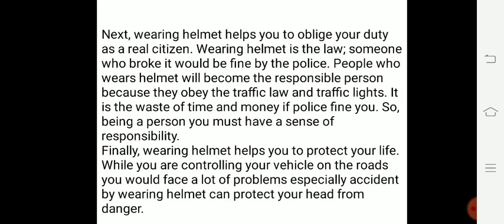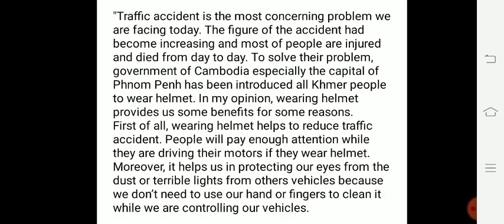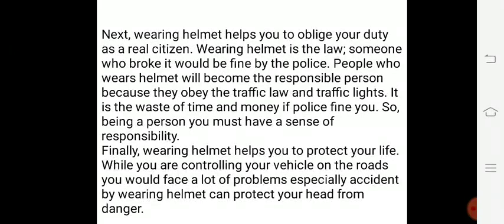I hope you have understood how to write the view and the counter view section. You can see that I have used paragraphs to write the counter view. Make 2 or 3 paragraphs while writing the view and counter view section.